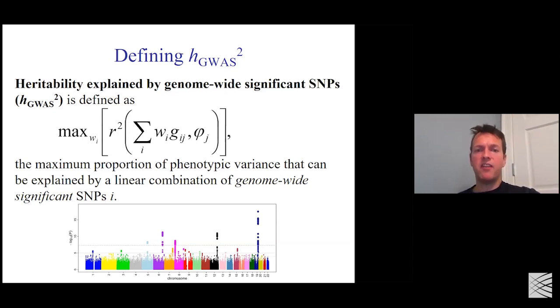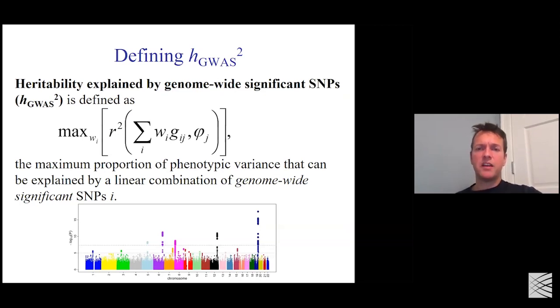And strictly, I can define it as the maximum proportion of phenotypic variance that you can explain with any linear combination of genome-wide significant SNPs. So just focusing on those SNPs that are genome-wide significant. And that's the number that was 0.03 for schizophrenia in a particular study.